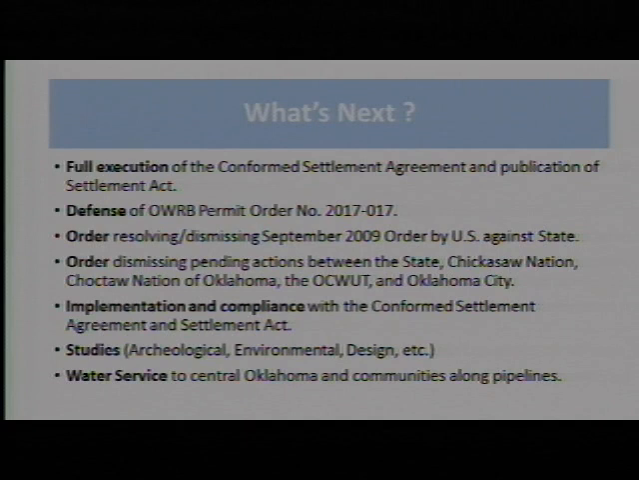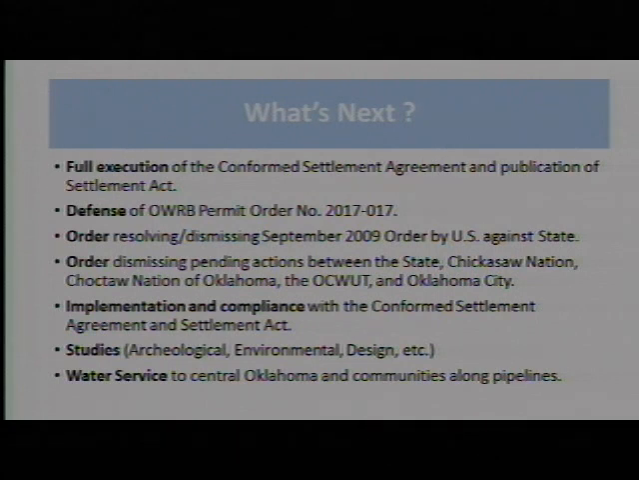That should be more of a formality, as the Water Trust and the city have already paid all the outstanding debt referenced in that, but that case still needs to be closed. There will need to be an order dismissing the two pending lawsuits that are settled through the settlement agreement and the conformed settlement agreement between the parties: the state, the Chickasaw Nation, Choctaw Nation of Oklahoma, Aquat, and the city. And then we will be implementing and performing acts in compliance with the conformed settlement agreement and settlement act.